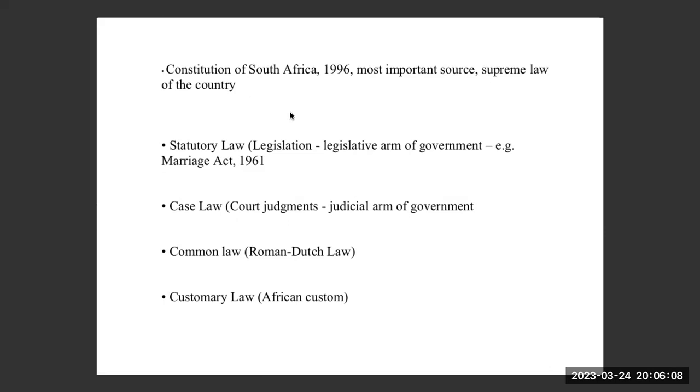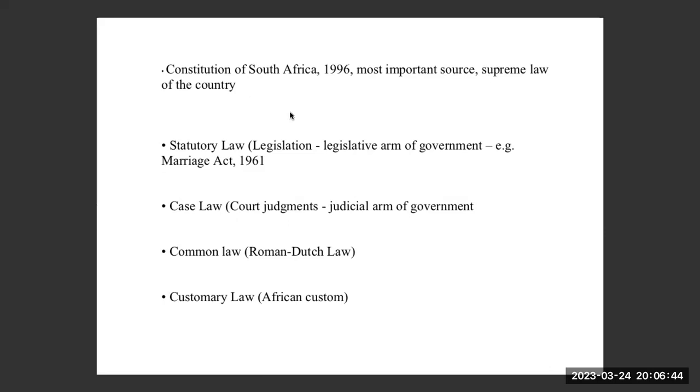So under the statutory law, we have case law. When we're talking about case law, we talk about the court judgment. We talk about the previous cases that were decided in the past that are relevant to the particular problem that you are facing. We call that judicial precedent, right? So we always refer back to other cases.